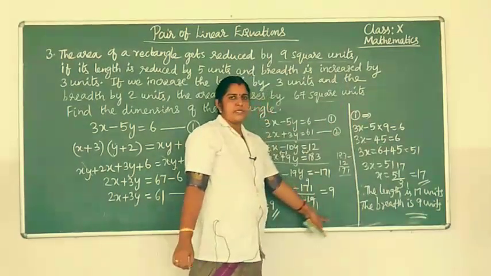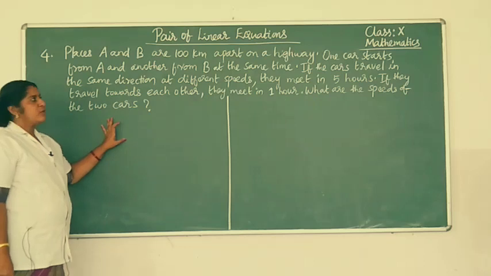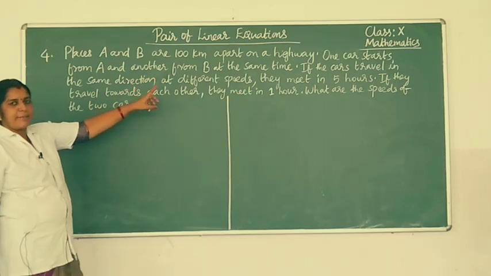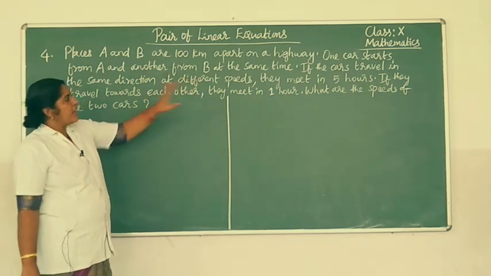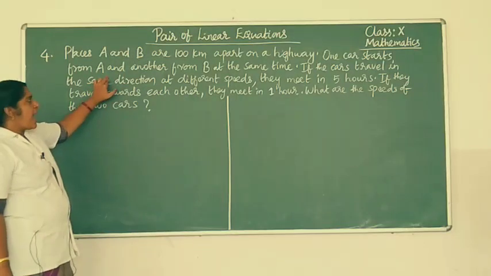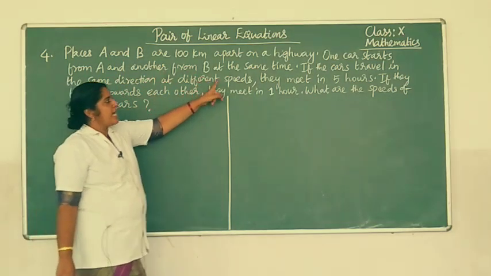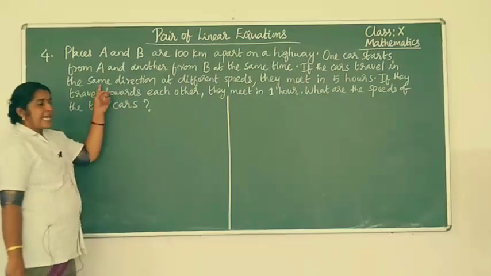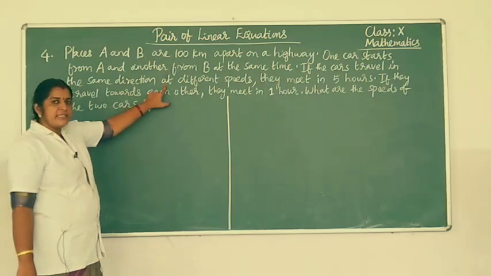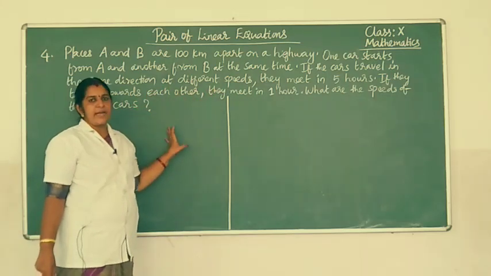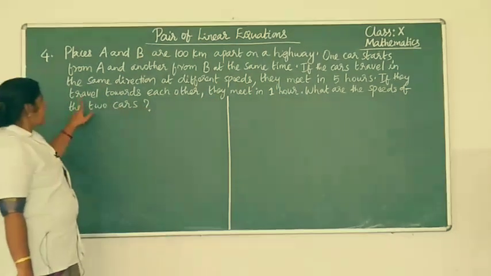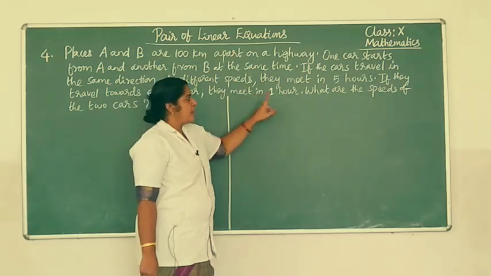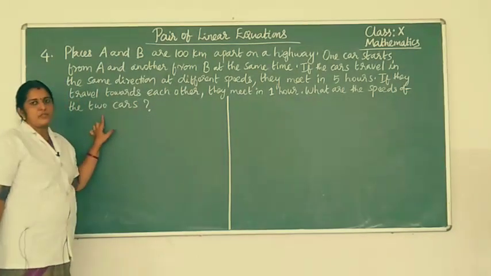That is the solution. Now students, this is your fourth question. Places A and B are 100 km apart on a highway. One car starts from A and another from B at the same time. If the cars travel in the same direction at different speeds, they meet in 5 hours. If they travel towards each other, they meet in 1 hour. What are the speeds of the two cars?